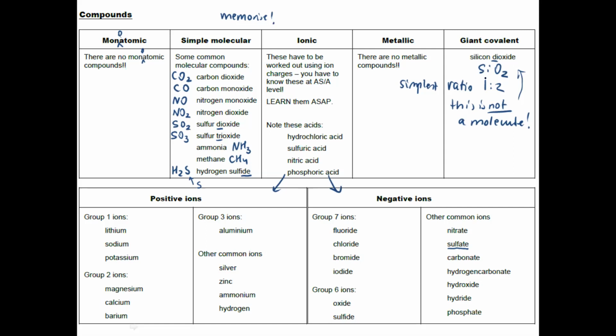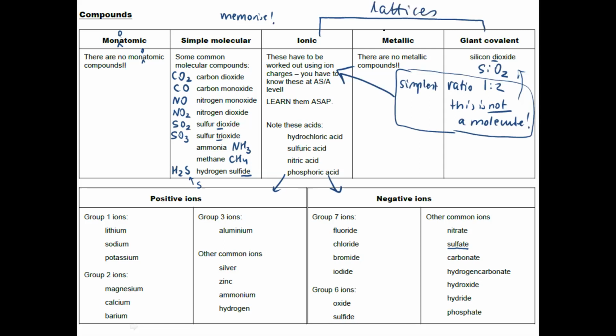The same idea applies also to ionic. So it's the simplest ratio that we have in a formula, and it's not a molecule because ionic, metallic, and giant covalent, they are lattices, although metallic here does not apply to compounds. Okay, so we go back to ionic.